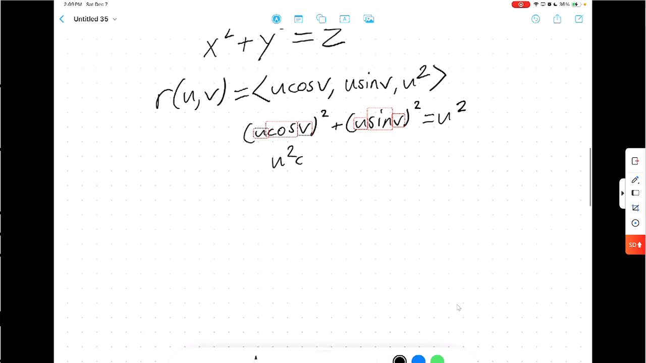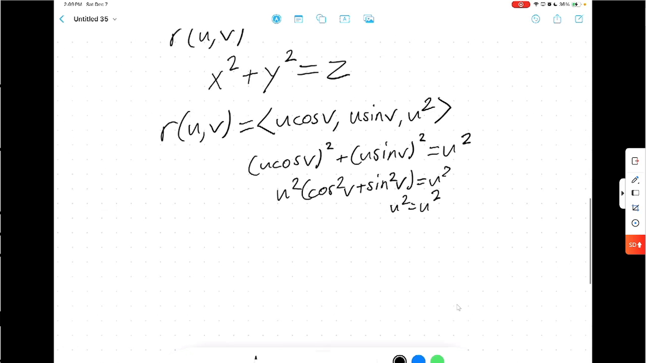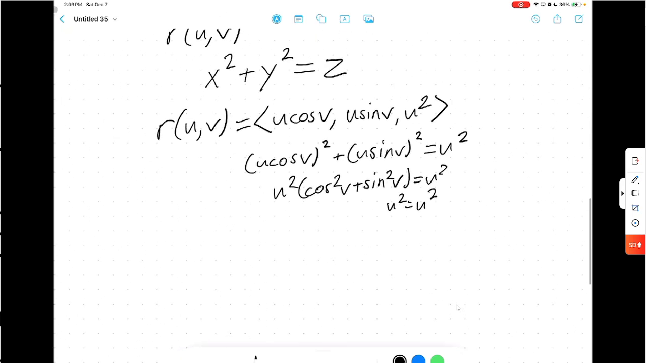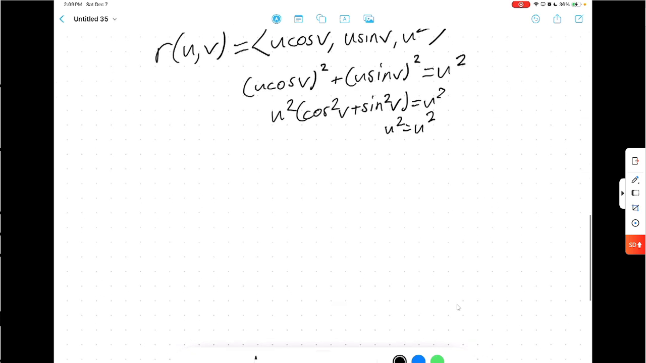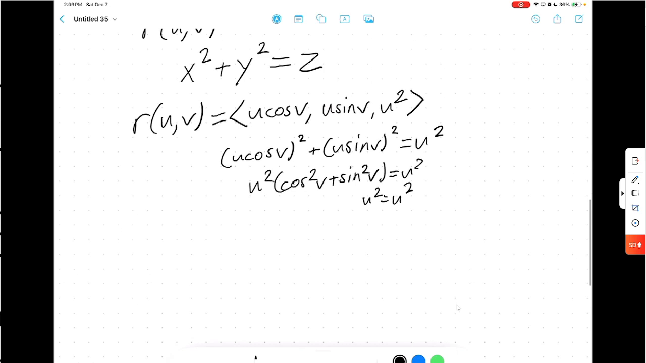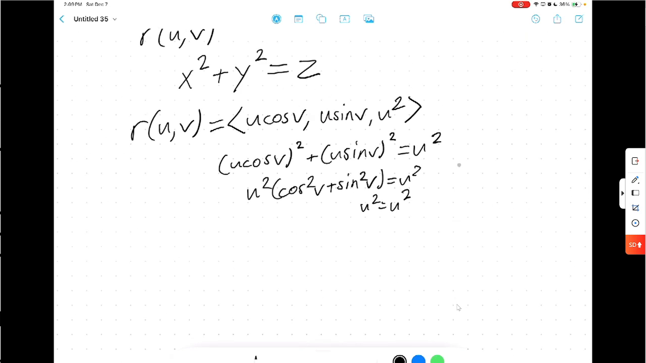u squared times cosine squared v plus sine squared v is equal to u squared, equals u squared. That is essentially just the big idea: to take something you know and apply it to something else. Plug it in and it's equal and true. That's how you check it.